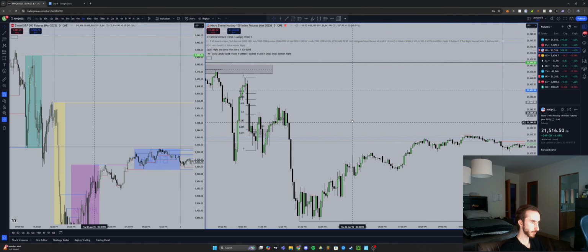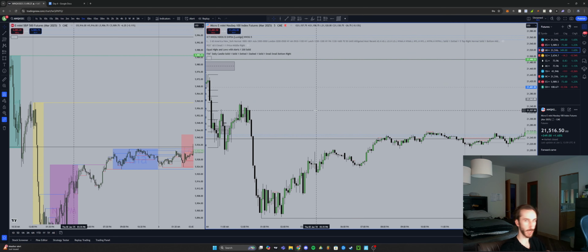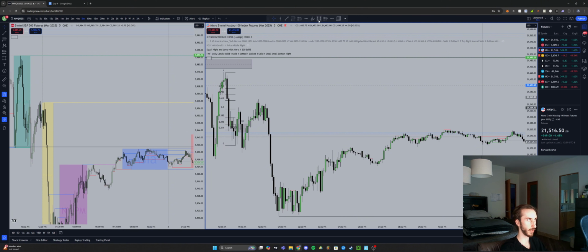So again, a recap on breakers. A bullish breaker is a bearish order block that gets ran through with displacement with a higher draw on liquidity. A bearish breaker block is a bullish order block that gets ran through and trades back up into, and then continues to whatever the draw on liquidity is, okay?